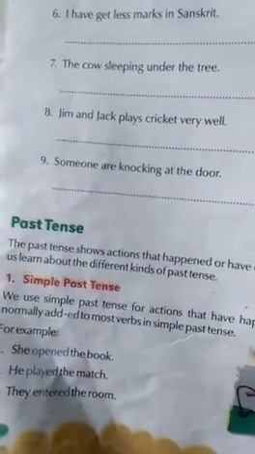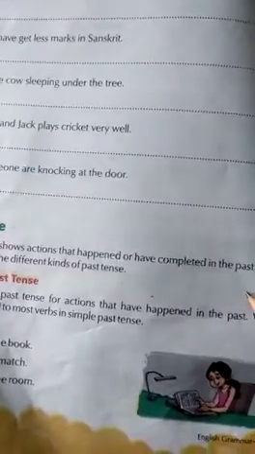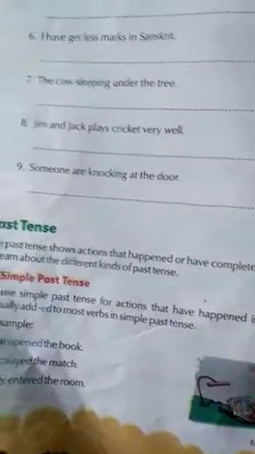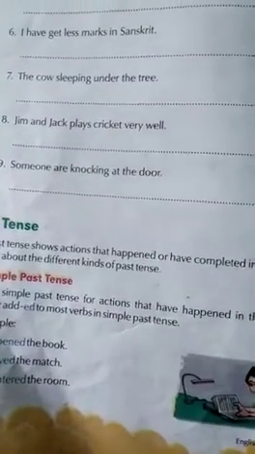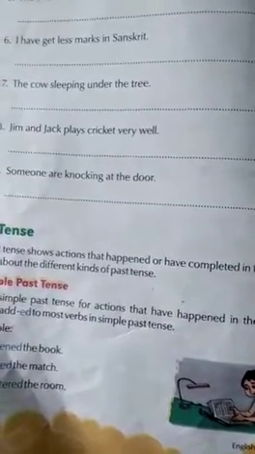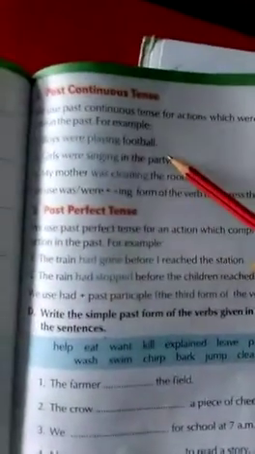The past tense shows actions that happened or have completed in the past. Let us learn about the different kinds of past tense. The first is simple past tense, then past continuous tense, and past perfect tense.